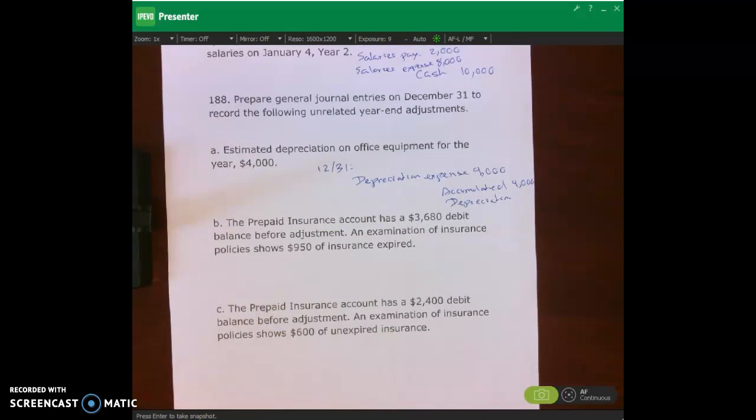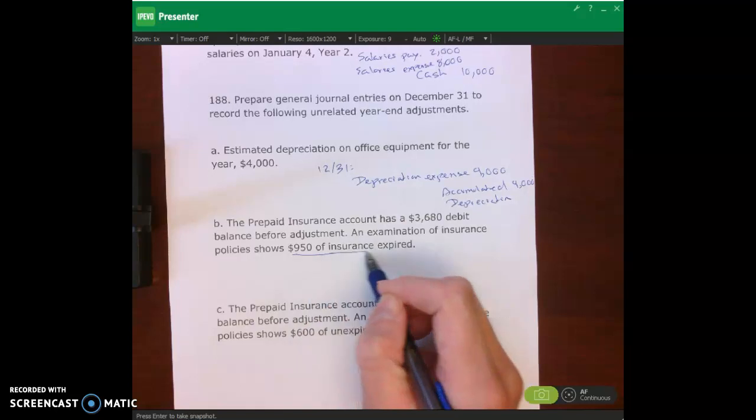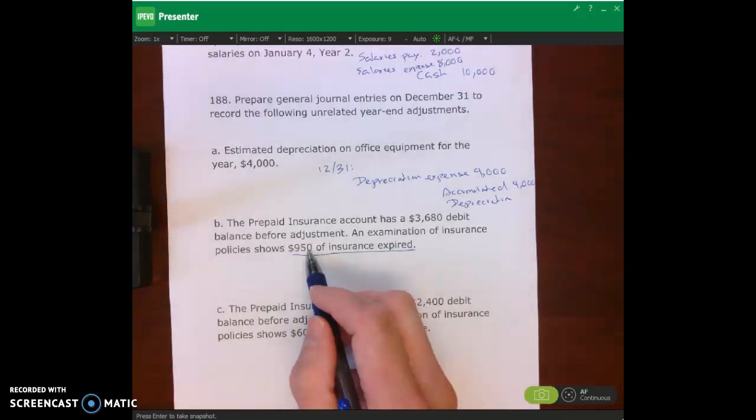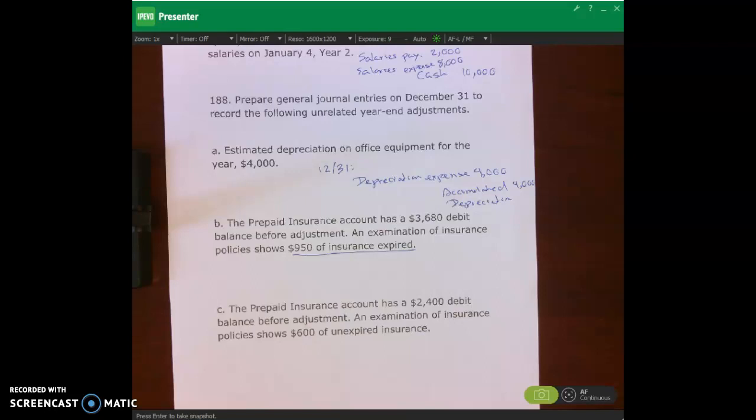All right. Now let's look at this one. Prepaid insurance account has a $3,680 debit balance before an adjustment. An examination of our insurance policy shows that $950 of our insurance is expired. This is our insurance expense. So $950 worth of our insurance expired. Remember, prepaid assets such as prepaid insurance, once they expire, they become an expense. They become a cost of doing business.